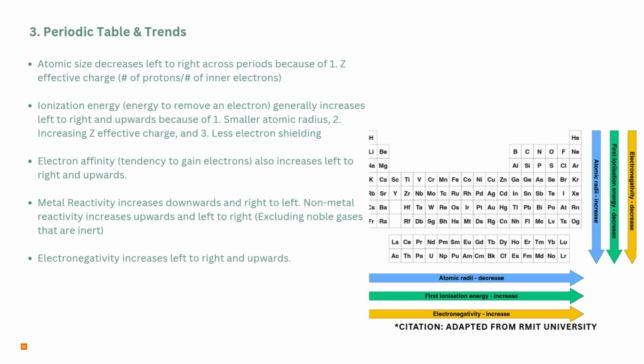Now, metal reactivity increases going downwards and to the left, while nonmetal reactivity increases up and to the right. Just remember that noble gases don't react. They are chill, they don't do anything. Finally, electronegativity. This is the pull on bonding electrons. It also increases from left to right and upwards. You should be able to master these trends and have them noted in your periodic table.